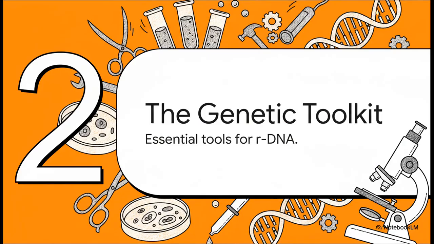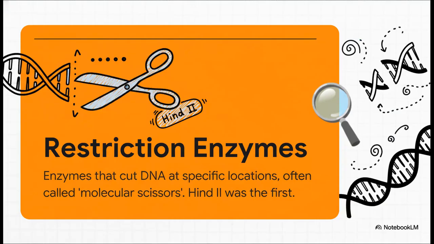Okay, so Boyer and Cohen showed us it was possible. But to do it yourself, you need the right set of tools. And for your exam, knowing this toolkit inside and out is absolutely crucial. Think of it like a super high-tech workshop. So let's open up the toolbox and see what's inside. First up, the real stars of the show, restriction enzymes. Yeah, you can call them molecular scissors, and that's a great way to think about them.